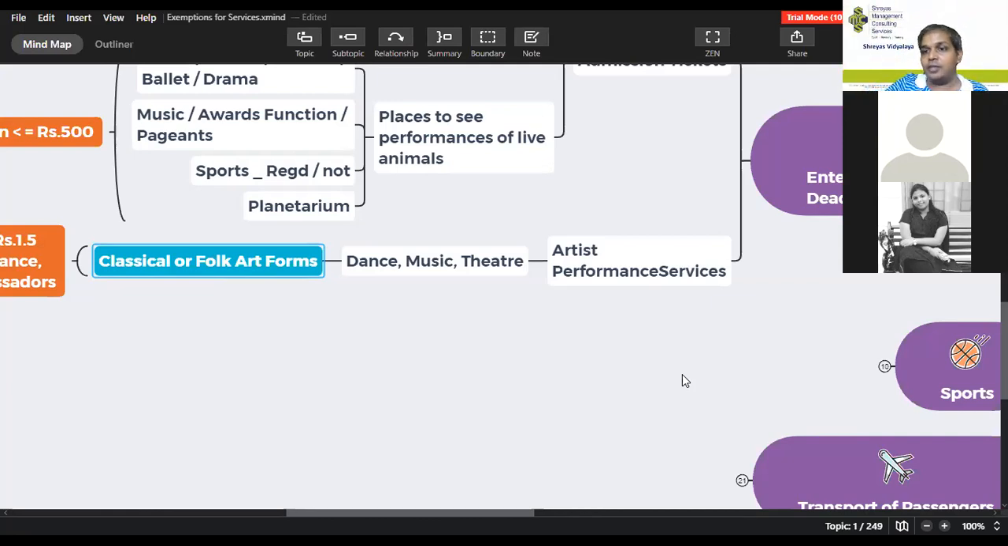Beethoven and all is classical. But in India, maybe we can say Carnatic music is classical music, Hindustani music is classical music. Whereas film music and all is definitely not classical music. So if A.R. Rahman is getting money, it is not covered under this exemption. Whereas if, let's say, Sudha Raghunathan is doing this, she'll be given exemption.